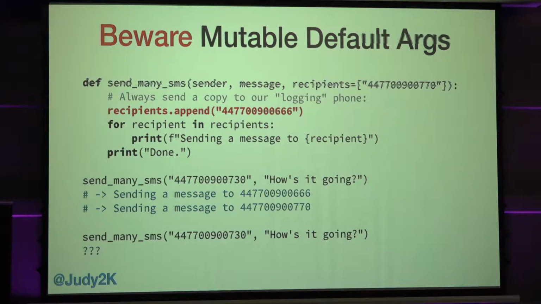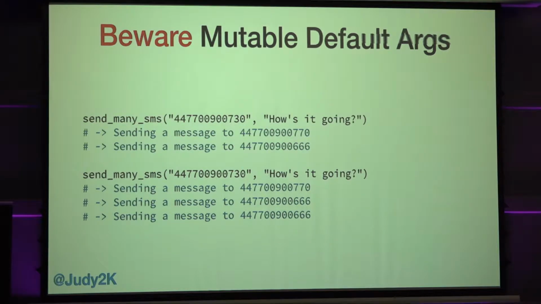It's easy enough to add a line into our function that modifies the recipients value. So every time we call the function, it's just going to add this value to the list, and then send the messages out. And that works, so we can see from this function call. But then when we call it a second time, you see that it sends a message to the logging phone twice. And that is because of what I said at the beginning.